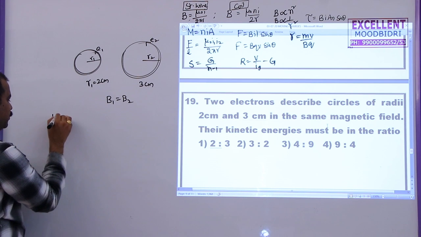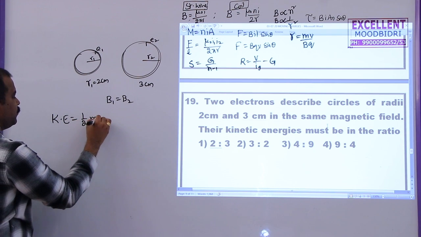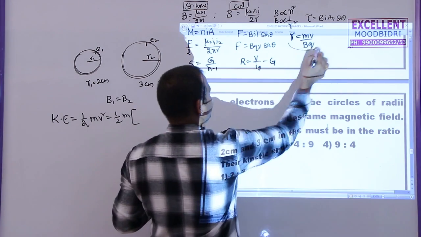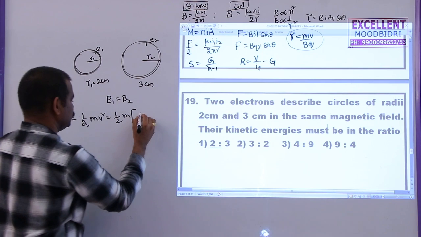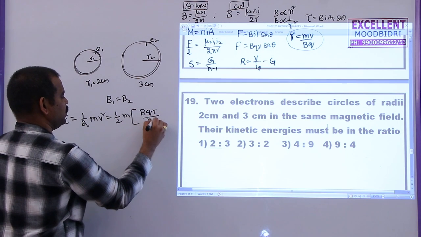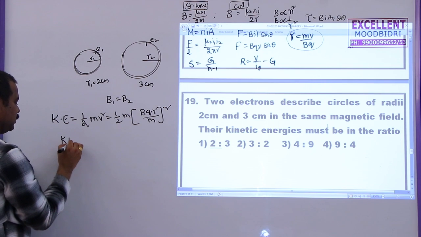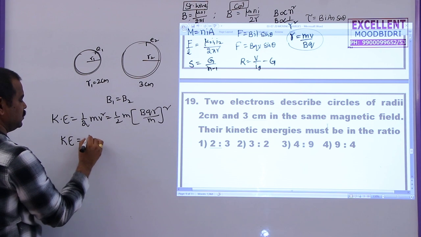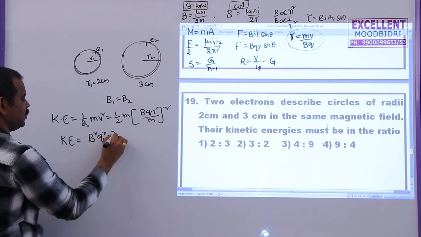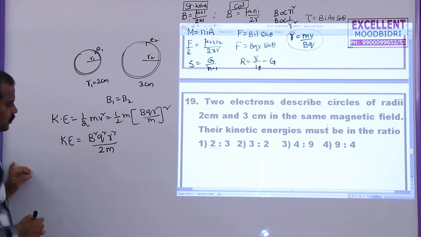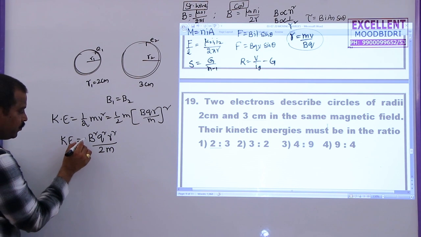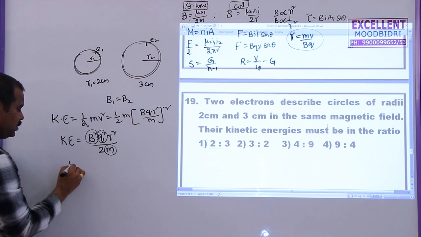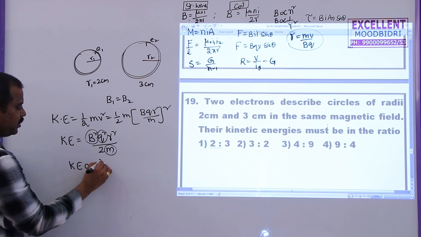The kinetic energy is given by KE is equal to half mv square, that is half m into, we know this formula, R is equal to mv by Bq, v is equal to BqR by m. So v can be written as BqR by m whole square. So kinetic energy of a charged particle is given by B square q square R square by m square, and m gets cancelled. This will become B square q square R square by 2m. Now, as they are moving in the same magnetic field with the same charge and same mass, kinetic energy is directly proportional to the square of the radius.